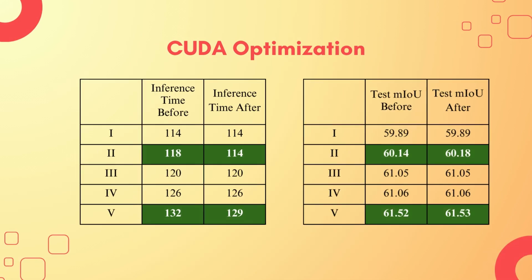In this slide, we present the results of our CUDA optimization. First, we identified inference times and test mIoU values for each encoder-decoder stage by profiling the SphereFormer model. Through our optimizations, we were able to successfully reduce the inference times for stages 2 and 5. Additionally, we increased the test mIoU values for these two stages as well.